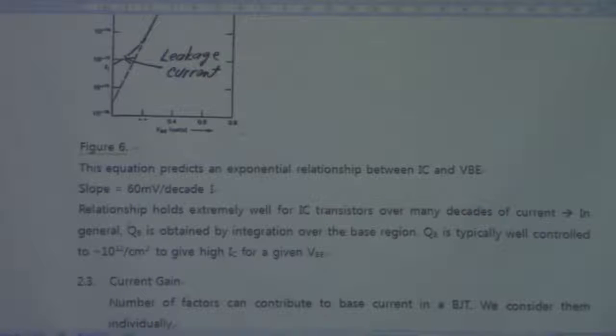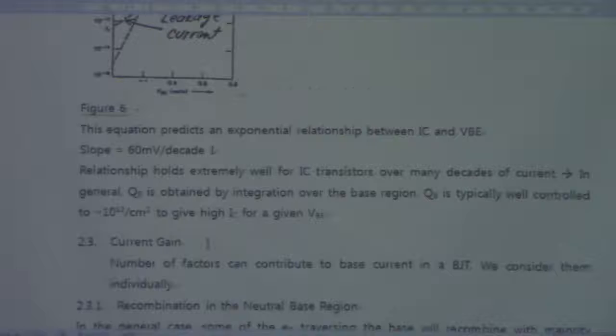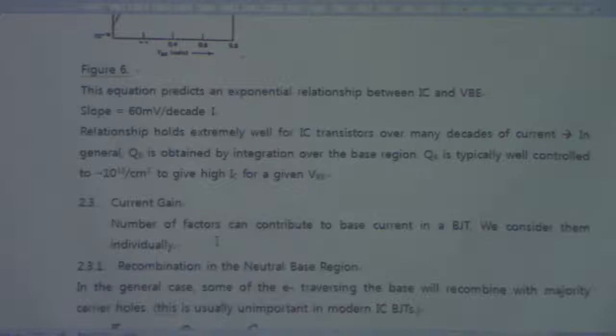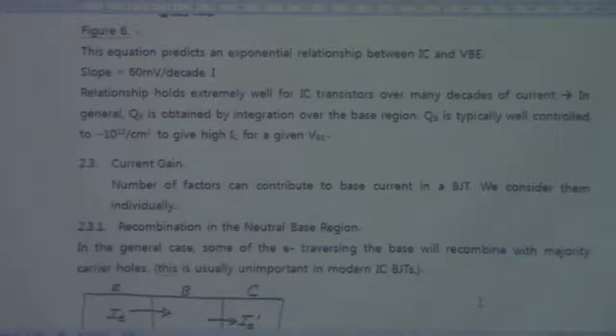And then QB is the Gummel number, which is the dopant concentration in the base, obtained by integration over the base region. You can see QB is typically well controlled to 10 to the 12, which is a very lightly doped concentration. All right, today we're going to discuss the current gain.